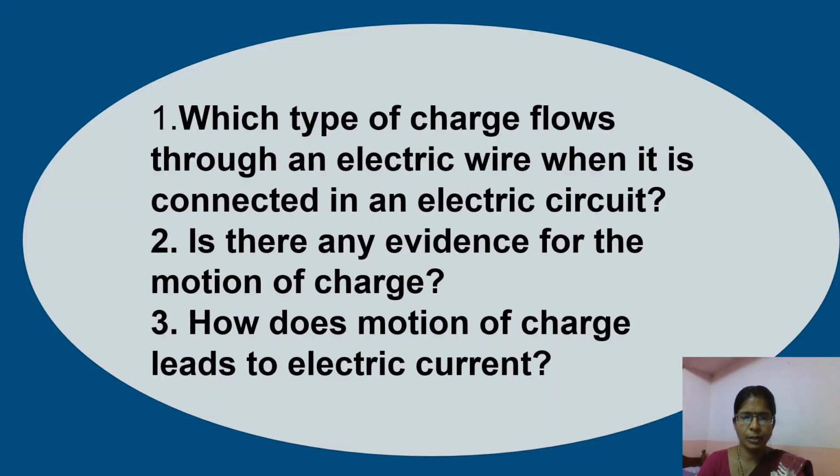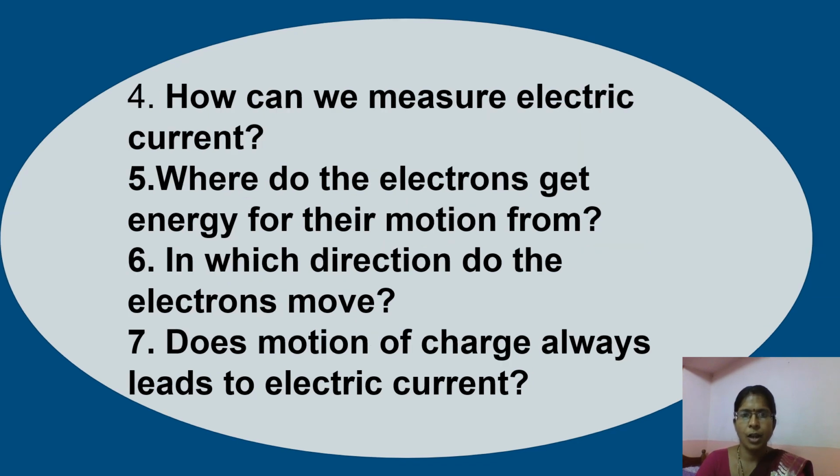You have learnt in your earlier classes that electric current is a flow of charge. So this arises many doubts in your mind, like which type of charge flows through an electric wire when it is connected in a circuit? Is there any evidence for the motion of the charge? If so, how does the motion of the charge lead to electric current? How can we measure this electric current? Where do the electrons get the energy for their motion? And in which direction do they move? And does the motion of the charge always lead to electric current, and so on.